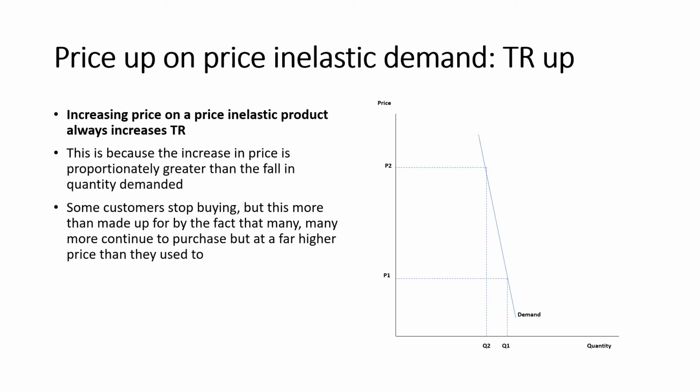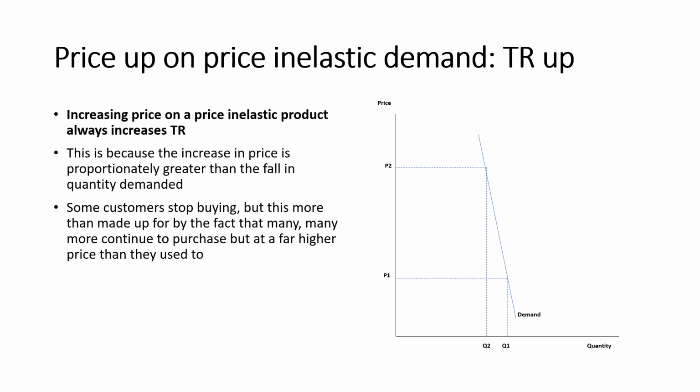Okay, so let's look first of all at how an increase in price might affect the total revenue generated in a price inelastic demand situation. So the general rule is increasing price on a price inelastic product will always increase total revenue. This is because the increase in price is proportionately greater than the fall in quantity demanded. So what happens here then is that you put the price up by quite a big margin. Some customers stop buying, but this is more than made up for by the fact that many, many more consumers continue to purchase, but they're now doing so at a far higher price than they used to. So that's why revenue goes up.